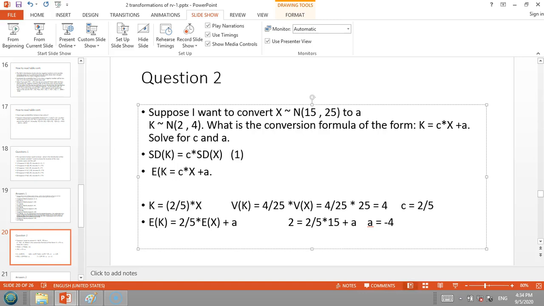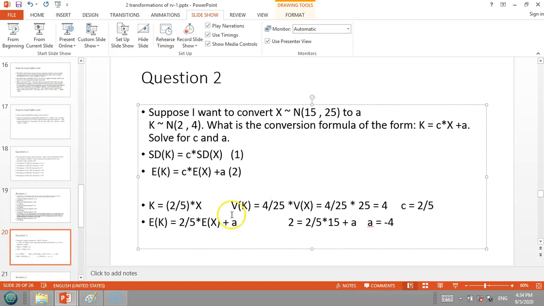So this is how you do it. I did it a little bit differently. I just used my intuition a little bit here, but it's the same thing. So you solve for c in terms of the expected values and standard deviations. To get standard deviations, all you take is the square root of 4 and the square root of 25. The variances are just going to be squared. So solve for c and a in these two equations. Is that simple?